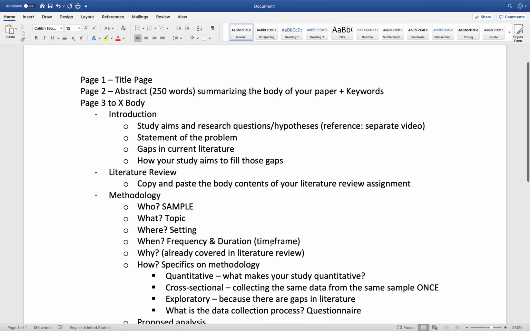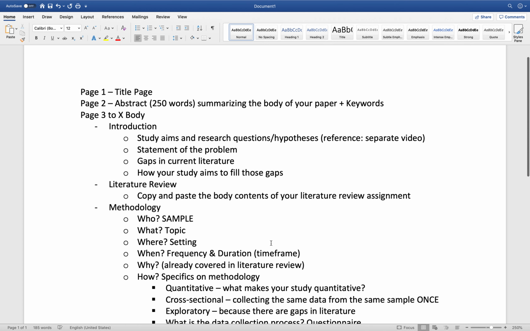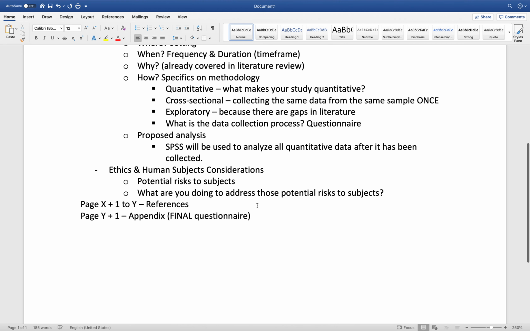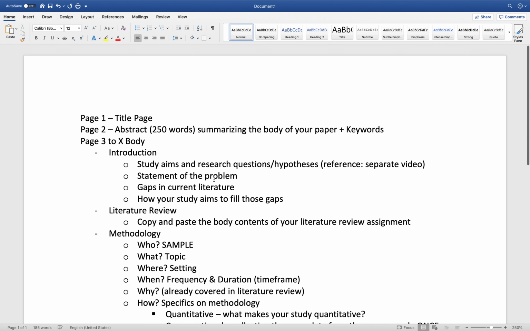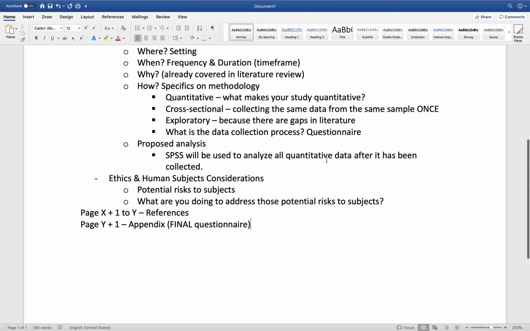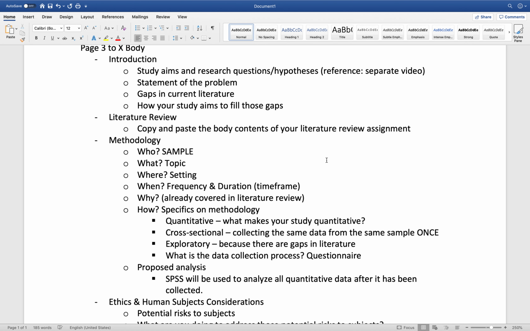So it's fairly straightforward. It's not particularly difficult conceptually, but clearly, being that you're going to be narrating out your final questionnaire and writing down all of your research questions and hypotheses, it will be lengthy, it will be tedious, but it's not going to be as mentally taxing as the literature review was. All right, thank you.